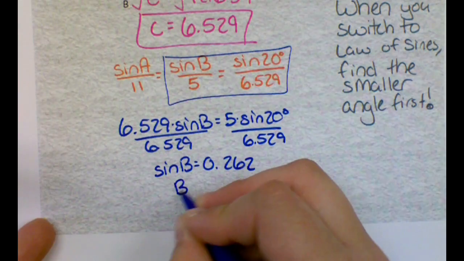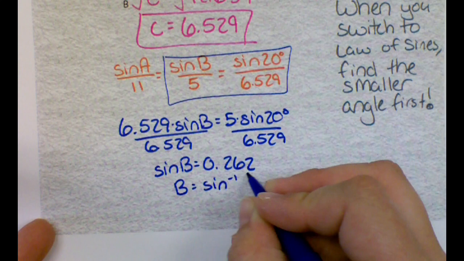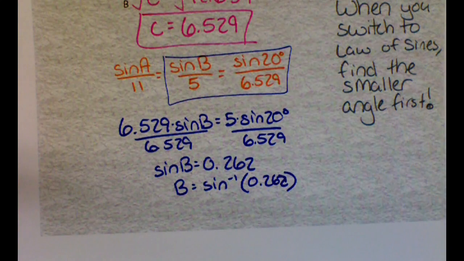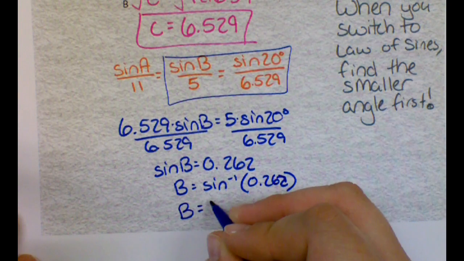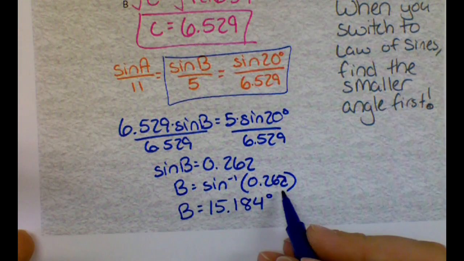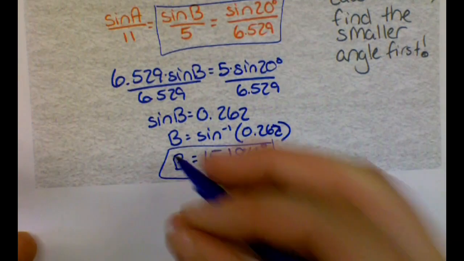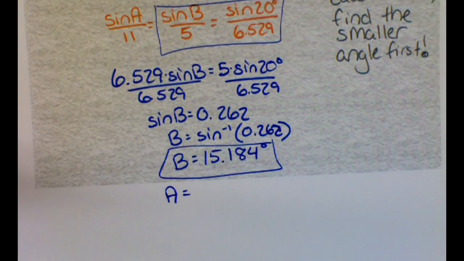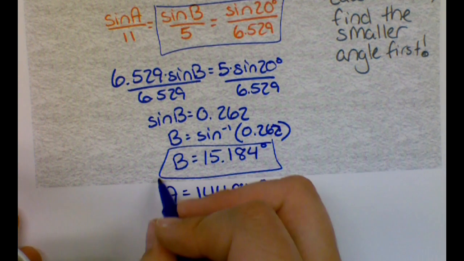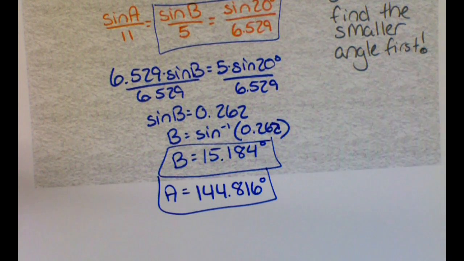But to get angle B, remember we do sine inverse of that number. So that means angle B is 15.184 degrees. Now that I have that, I can also find angle A very quickly by just subtracting from 180. 180 minus 20 minus 15.184 degrees gives me 144.816 degrees.